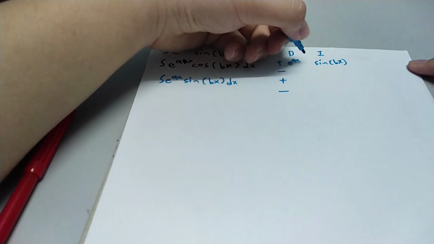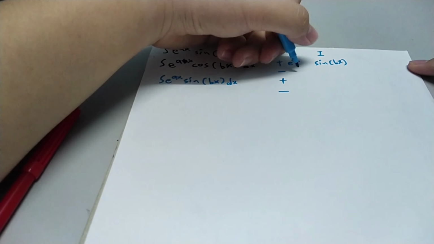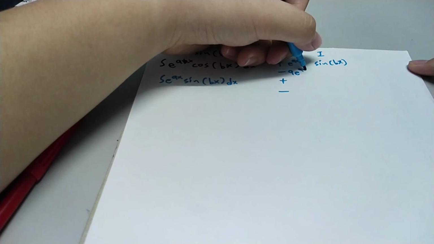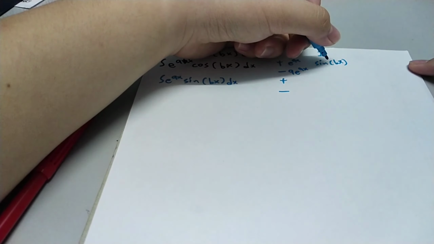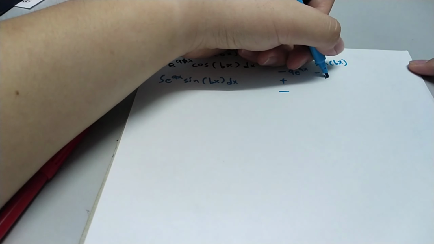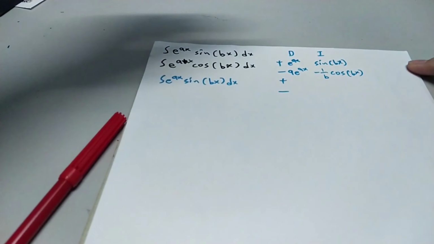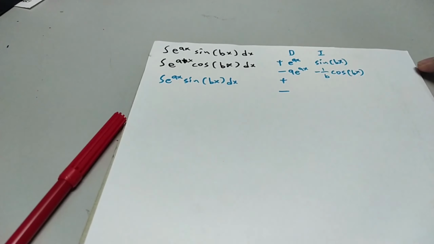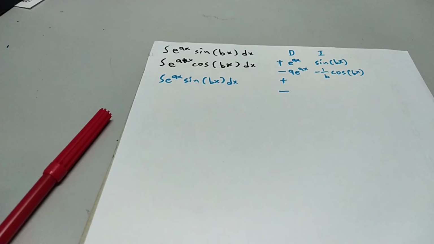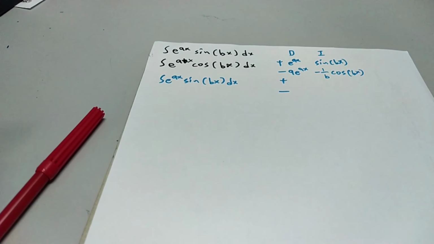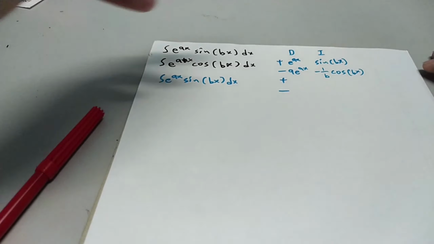So we differentiate e power of ax, we get a times e power of ax. And if we integrate here, I will get negative 1 over b cosine of bx. So this is just basically a simple integration. You can just use some simple substitution in your mind so that you can save a lot of time rather than writing more. But you can write more in order to prevent mistakes.